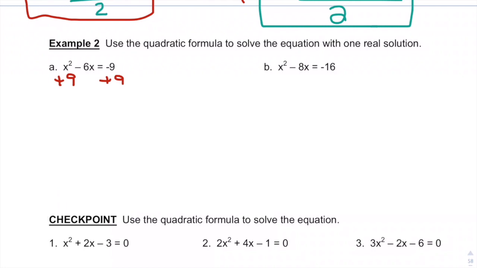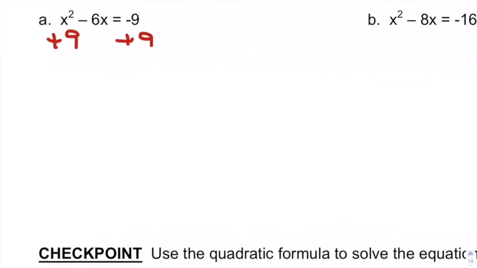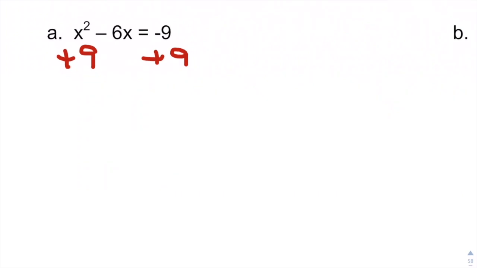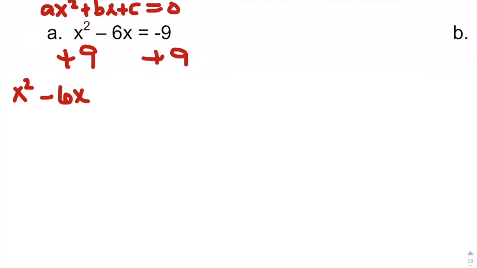Now remember, if we're adding 9 to the other side, I need to make sure this is in the proper order. So I need to have x squared first, my negative 6x second, ax squared plus bx plus c. That's the order that it needs to be in, equals 0. And then my plus 9 is third. None of them are like terms. They're all different, so I just line them up next to each other.